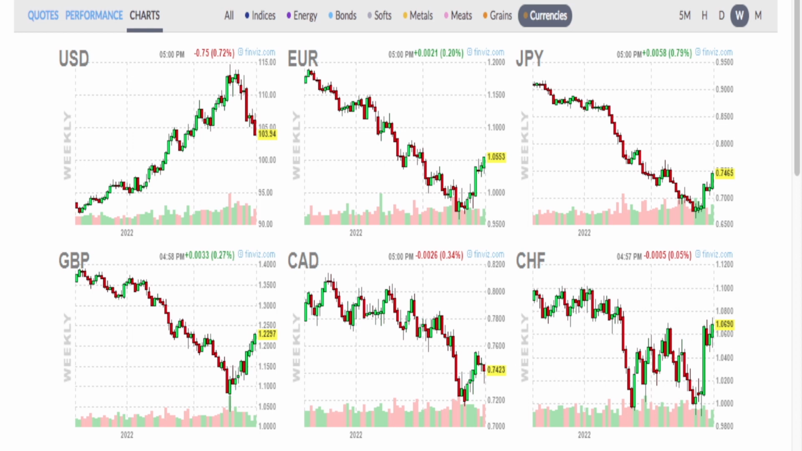Hey guys, today is December the 3rd, Saturday of 2022, and I wanted to go over the US dollar. Interesting price action on the US dollar. So this is a snapshot of the currencies. You can see the euro, the yen, the pound, the CAD, Swiss.